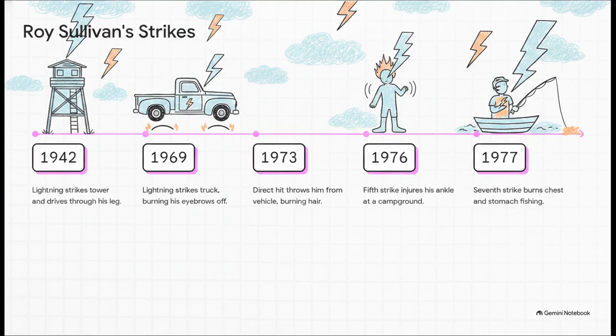By 1976, a fifth strike injures his ankle, and then in 1977, a seventh reported strike burns his chest while he's just out fishing. The guy holds the Guinness World Record for the most lightning strikes survived by a single person. When you hear a premise like that, you are instantly locked in. That is the ultimate example of a gripping macro story hook.